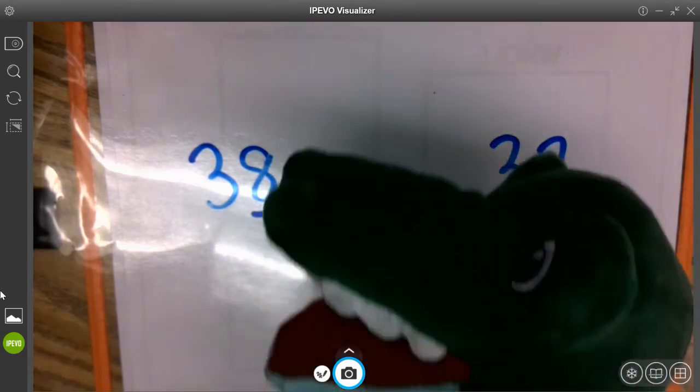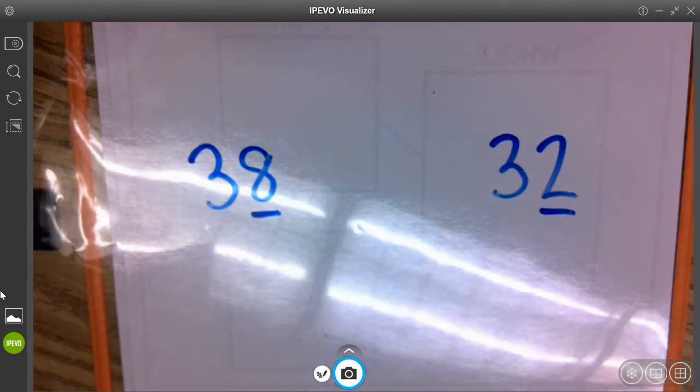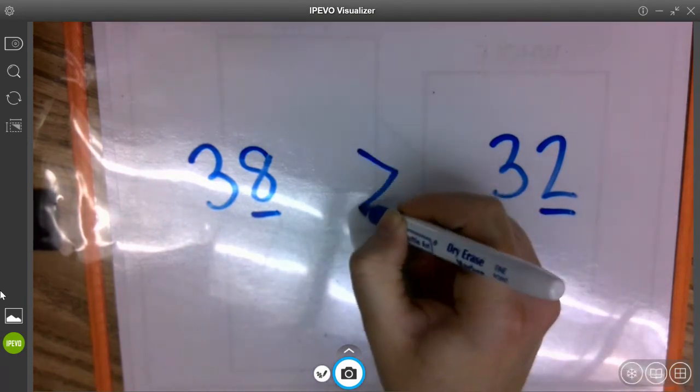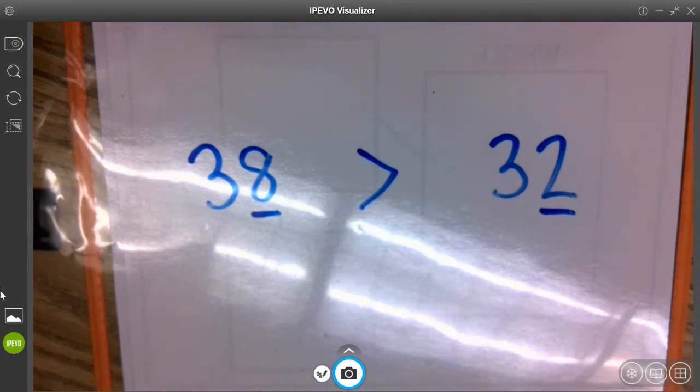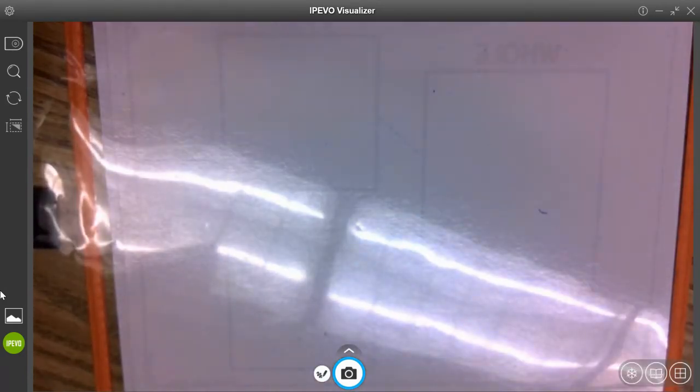Did you have him eating 38? If you did, you are correct. There is 38. That is the way the crocodile mouth is going to point to show that he is ready to eat the greater number. Okay, let's do one more.